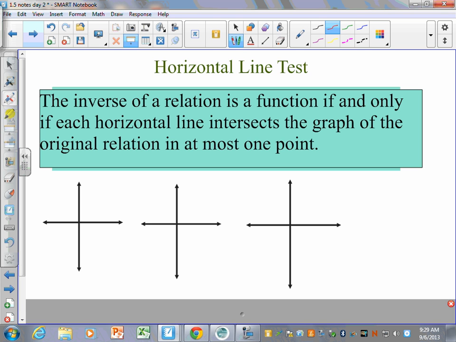So, we have the vertical line test to tell if something is a function. We have the horizontal line test to tell if a function has an inverse. So, I'll let you write this down and then we'll draw some cute pictures. Horizontal line test. So, to prove it has an inverse, you use the horizontal line test. Incredible. So I'm going to draw myself some cute little graphs here.